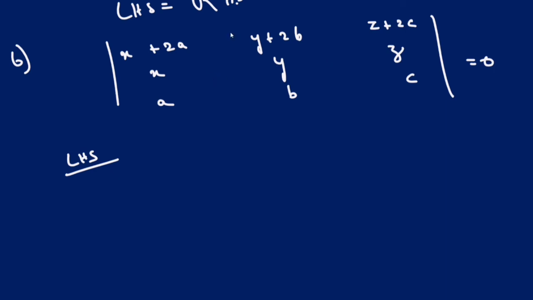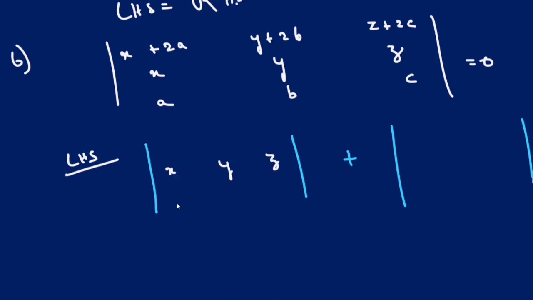So here you can see the first row is expressed as sum of two elements, isn't it? So we are going to split this as two determinants. In the two determinants, the second row and third row, we are not going to do anything. Second row and third row, we are going to write as it is. Okay, second row is x, y, z, a, b, c. Here also second row as it is: x, y, z, a, b, c.